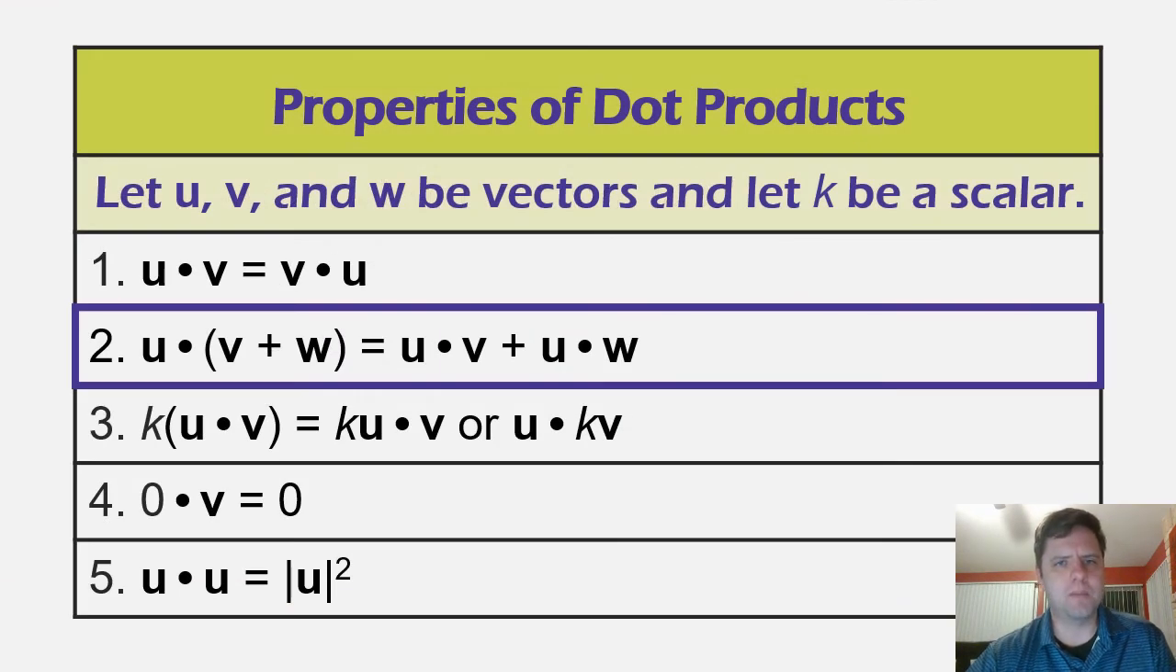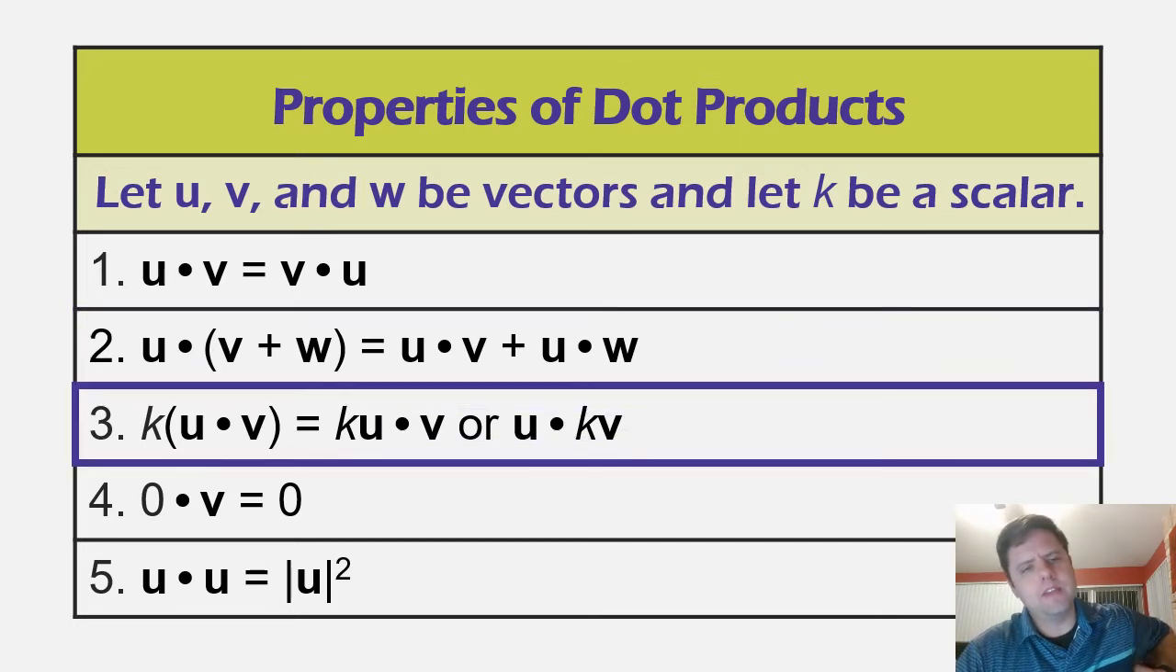Okay, the second property here is U dot (V plus W) can also be rewritten as U dot V plus U dot W. Thirdly, any scalar like K being multiplied in ends up becoming just K times the U dot V, or U dot K times V. So you multiply that K into either U or V and then do the dot product.